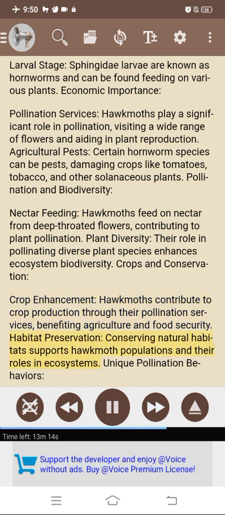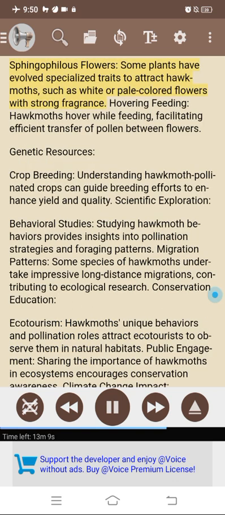Habitat preservation. Conserving natural habitats supports hawk moth populations and their roles in ecosystems. Unique pollination behaviors. Sphingophyllous flowers: some plants have evolved specialized traits to attract hawk moths, such as white or pale-colored flowers with strong fragrance. Pollination feeding: hawk moths hover while feeding, facilitating efficient transfer of pollen between flowers.